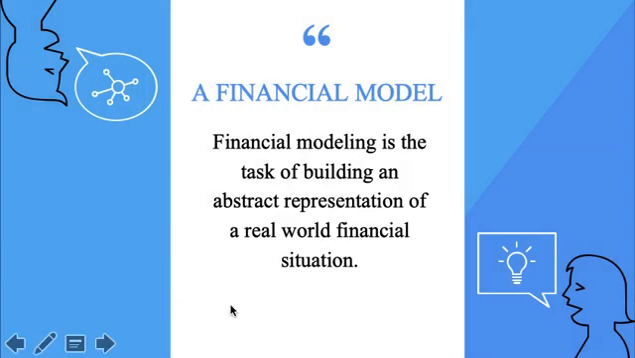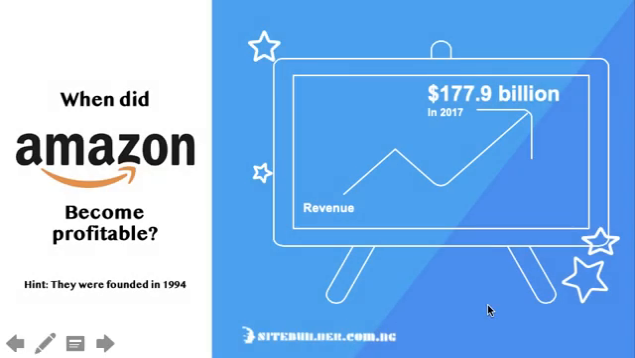So what's the answer? The answer is the fourth quarter of 2001. So that's 7 years after they were incorporated. They were operating long before that, but they didn't become profitable until 2001. And look at how much revenue they're generating. I bring this up because sometimes you have to take a long game approach to revenue.